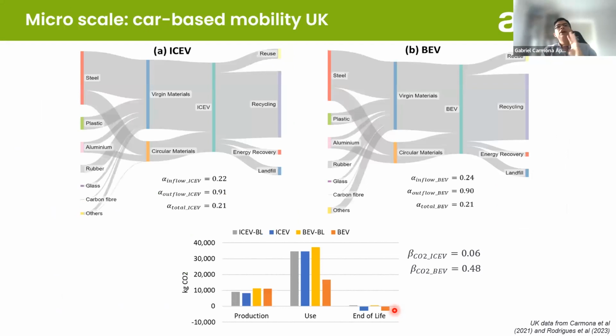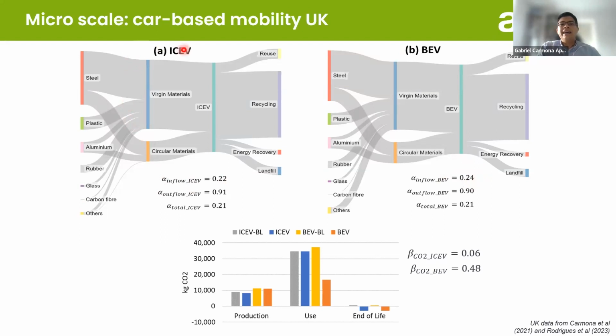I'm going to show quickly one example of how this eco-circularity performance index can be used. For example, for mobility, I have here a comparison between the internal combustion engine vehicle and the battery electric vehicle. So the alpha for the inflow is 0.22 for the conventional vehicle, which means 22% of those materials go into reuse, recycling, or energy recovery. A very similar value I have for the battery electric vehicle, of 0.24.